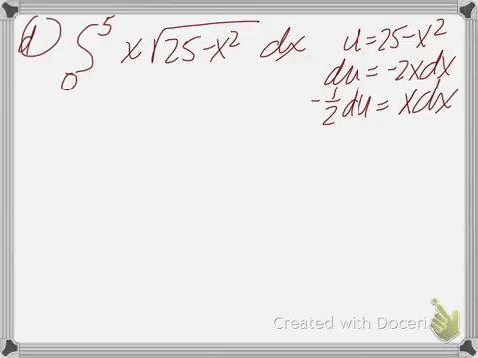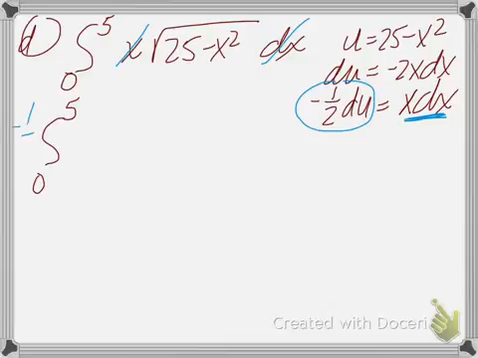Okay, and now we can substitute in. So I'm going to get another color. I'm going to take out this x dx and replace it with negative 1/2 du. And now I'm just left with the square root of u.